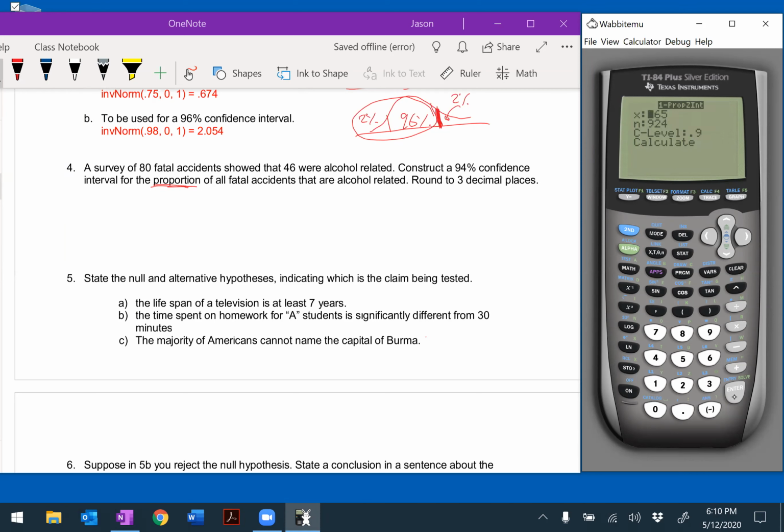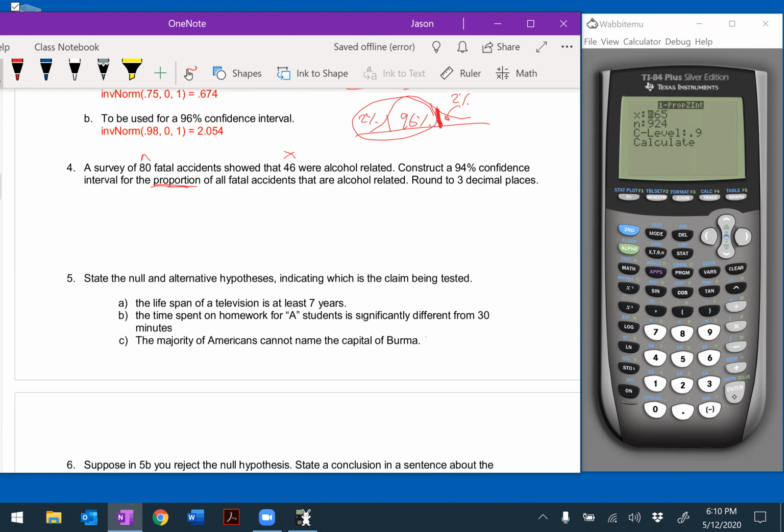Okay, it says that a survey of 80, well, that's going to be n is equal to 80, showed that 46, that's going to be x, the number of, well, we would call it successes. This isn't really successes, this is more failures, but we're testing the failures here, the ones that were alcohol related. I guess any fatal accident is not a success, but the desired results that we're looking at are the ones that are alcohol related. So x is 46.